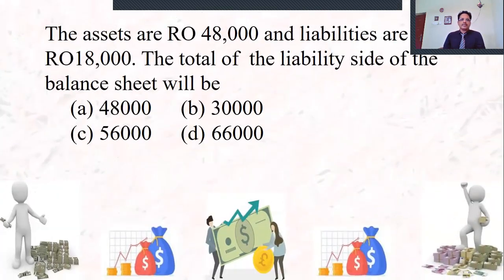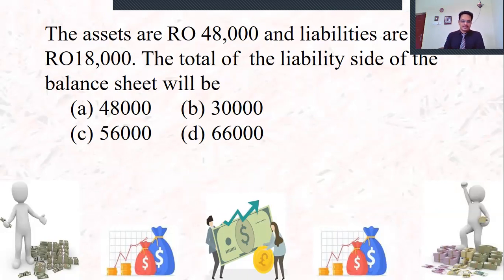Next one: assets of 48,000 and liabilities are 18,000. The total liability of the balance sheet will be? This is a normal, basic accounting question. You know already, asset is equal to liabilities plus equity. So 48,000 is equal to liabilities 18,000 plus 30,000 equity.